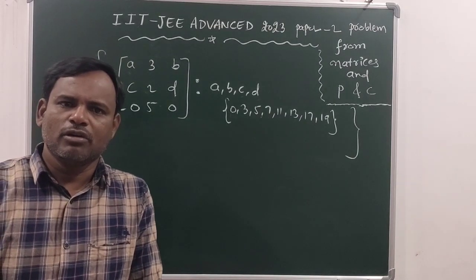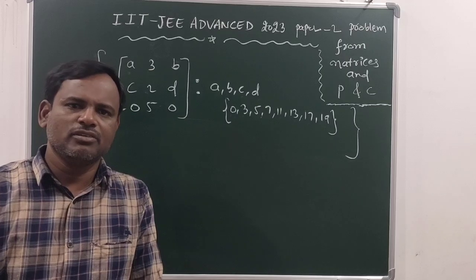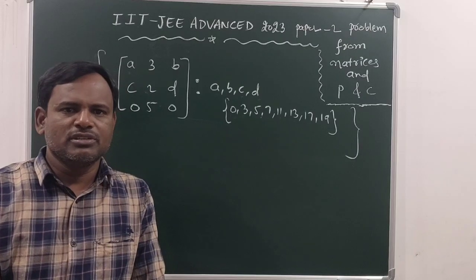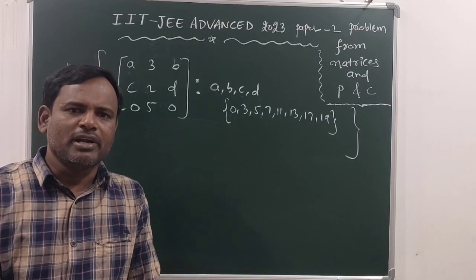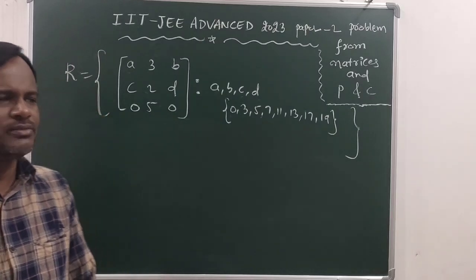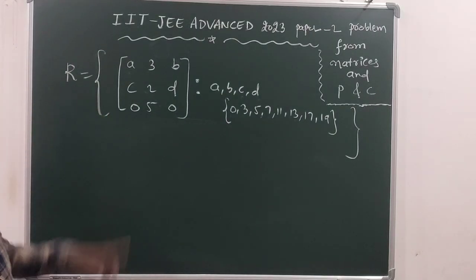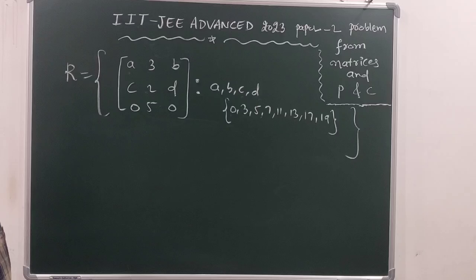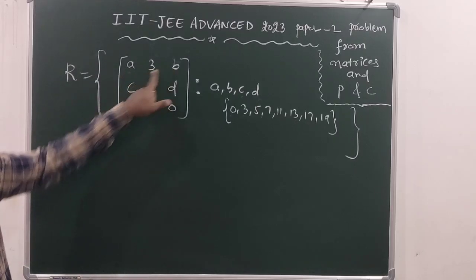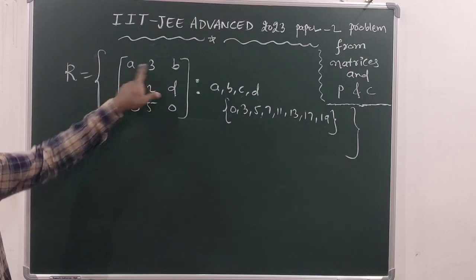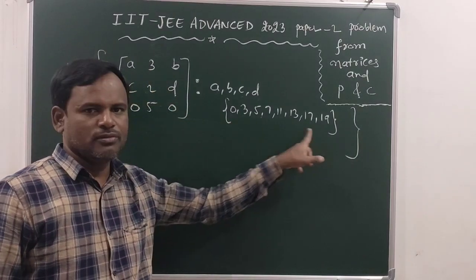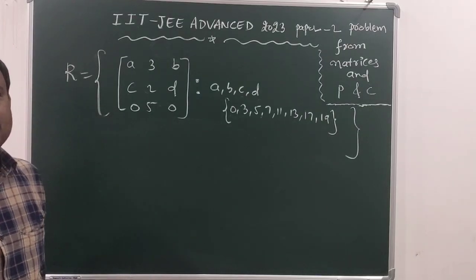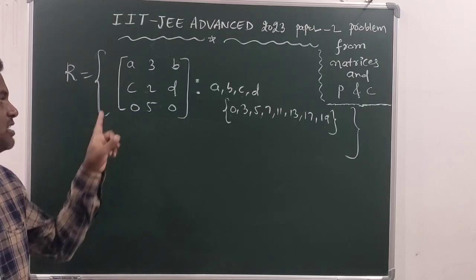In this class, now I am going to explain you JEE Advanced 2023 paper 2 question. This is a connective based question. This connectivity is there between the matrices and permutations and combinations. Now see that question. One matrix R is given in set builder form like this: the matrix with entries a, 3, b; c, 2, d; 0, 5, 0, where a, b, c, d belong to this set of 8 elements. Then how many invertible matrices can be generated from this set?